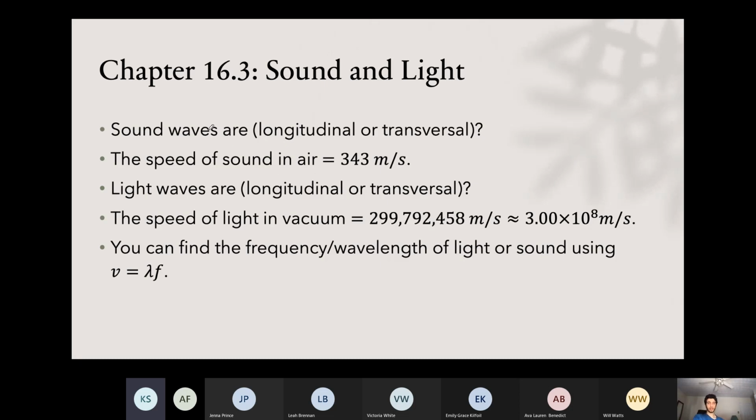Okay, so now we jump to sound and light waves. Are sound waves longitudinal or transverse? What do you think? For sound waves, what are they? Are they longitudinal or are they transverse?